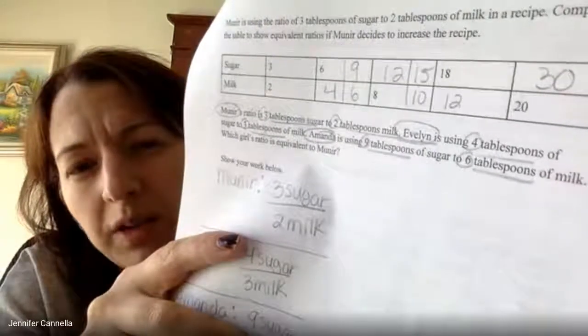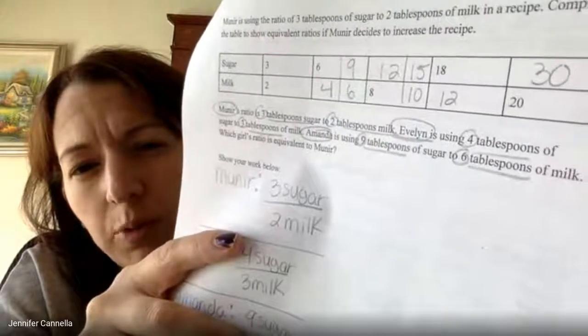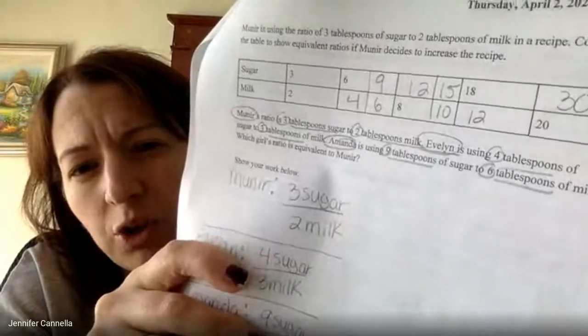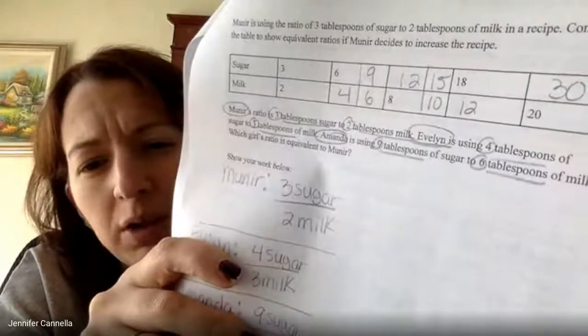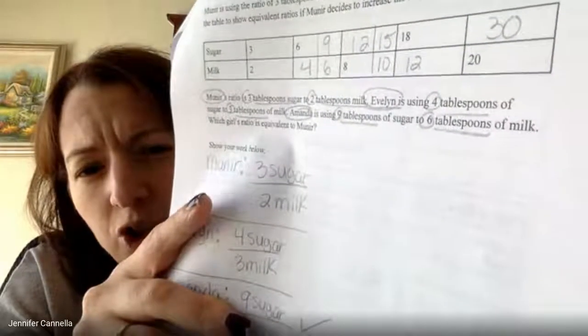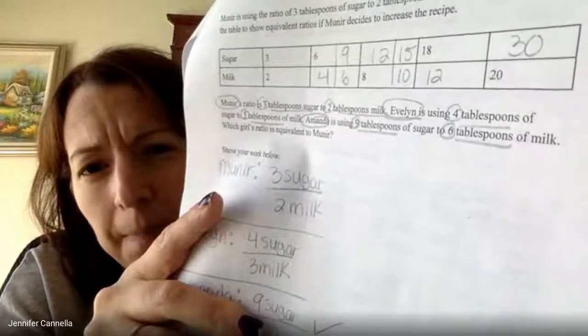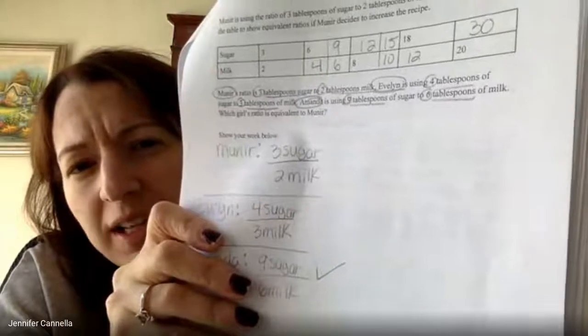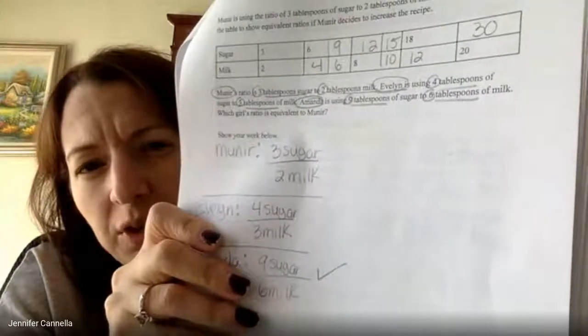Which student has a ratio on that table that's equivalent to Munir's? Okay. So Evelyn is 4 sugar, 3 milk. There is no 4 and 3 milk, is there? Is there a number 4 for sugar? Is there anything that has 4 sugar and 3 milk on this table? It says no. No, so it can't be Evelyn. Look at Amanda. 9 sugar and 6 milk. Is that a ratio on Munir's table?